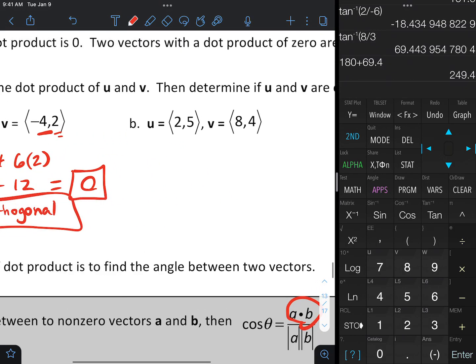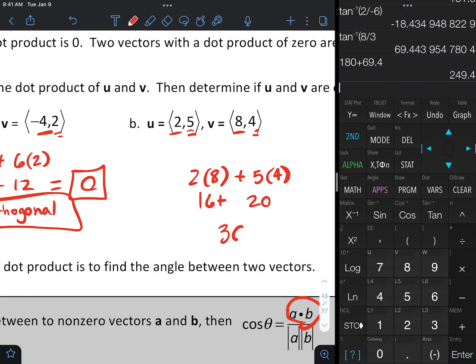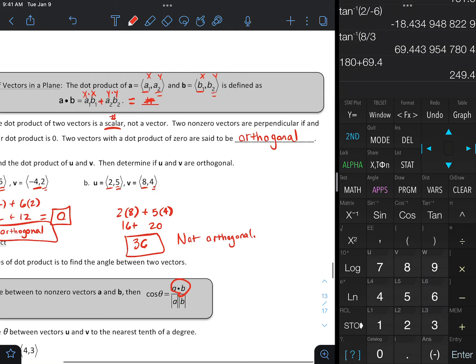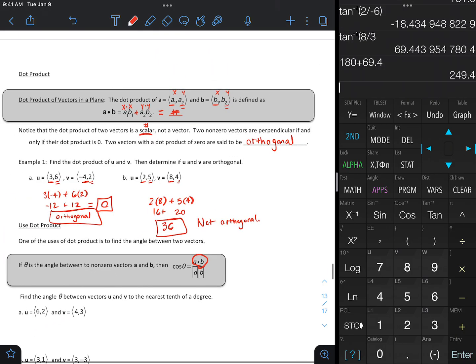Next one here, dot product, two x's times each other right here. That'd be 2 times 8. And then plus, and then you got 5 and 4. And then, let's see here, that'd be 16 and 20. Add those up. Your dot product is 36. So this is not orthogonal. So if you were to actually draw them out, you wouldn't have a 90-degree angle between them. It's only when it's equal to 0. If you wanted to, you could sketch them out and do that.